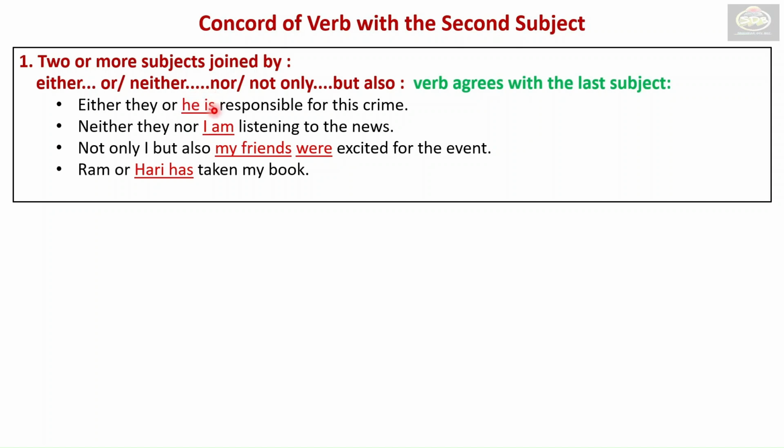Look here, he is. Neither they nor I am. I am. Not only I, but also my friends were. My friends were excited for the event. Ram or Hari has taken my book. Hari has taken my book.